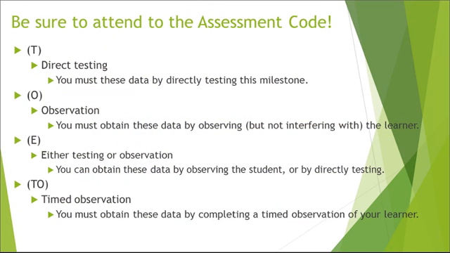So thinking about those assessment codes, the codes are as follows, and this is explained very well in the protocol book. A T means that you need to directly test the skill. So you must obtain these data by directly testing this milestone. An O means that you can observe the skill occurring. So you must obtain these data by observing but not interfering with the learner.